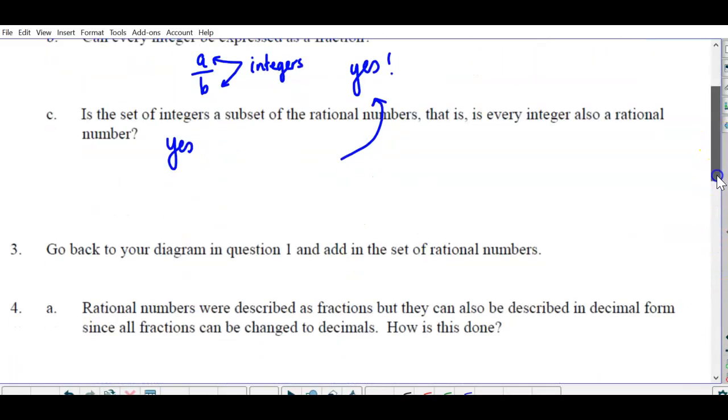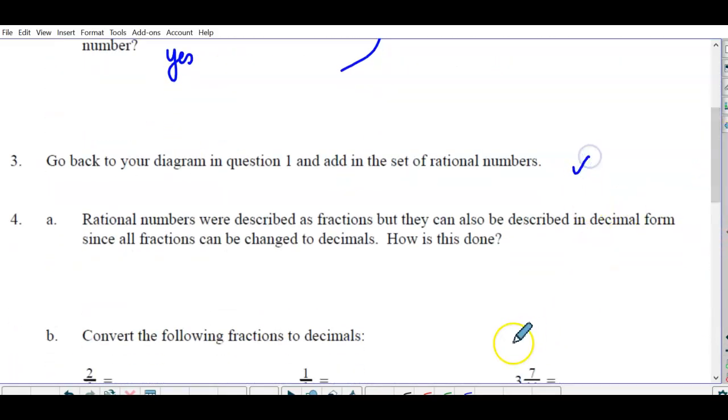So we've done that. Rational numbers were described as fractions, but they can also be described in decimal form, since all fractions can be changed to decimals. How is this done? For example, 3/4. You probably know, or you should know, that that's 0.75. How do you get that? You divide. You take the numerator and divide by the denominator.